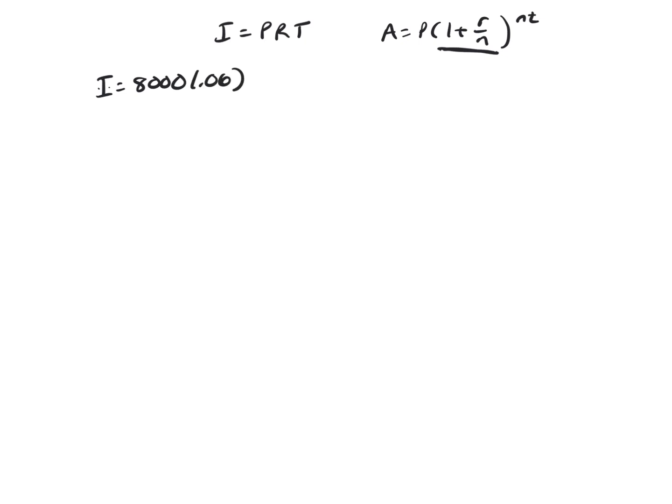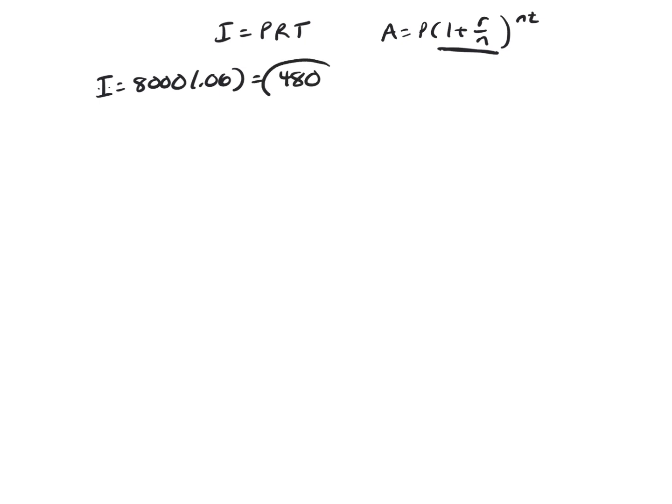All right, we're trying to figure out total net interest. And I'm going to just use I equals PRT instead of A equals P(1 + r/n)^(nt), because I think this would be nasty to square or cube or whatever we have to do to it. So we have I equals 8,000 for 1 year at simple annual interest of 6%. All right, so that's going to be 480.